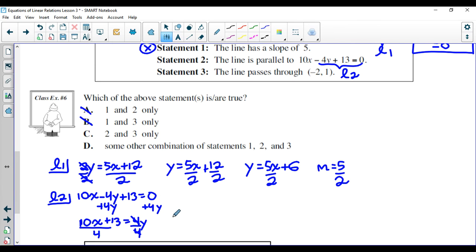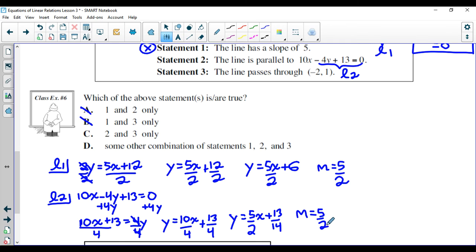Get the y by itself, so divide by 4. The 4's cancel. And then y would be equal to, let's write our fractions out, 10x over 4 plus, take that second term, divide by the same denominator, 13 over 4. And then let's see if we can reduce this. The fraction 10 over 4, if you divide both the top and bottom by 2, would reduce to 5 over 2 x, and then plus 13 over 4.